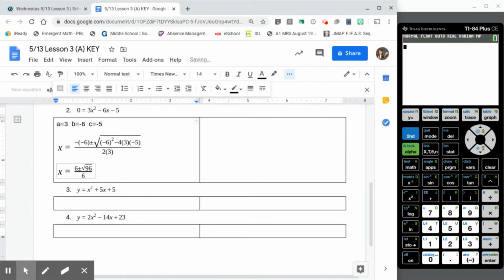Now we want to simplify that radical. The square root of 96, if you type that into your calculator, is an irrational number. It is not a perfect square. So that means we need to take the square root of 96 and we need to simplify it.